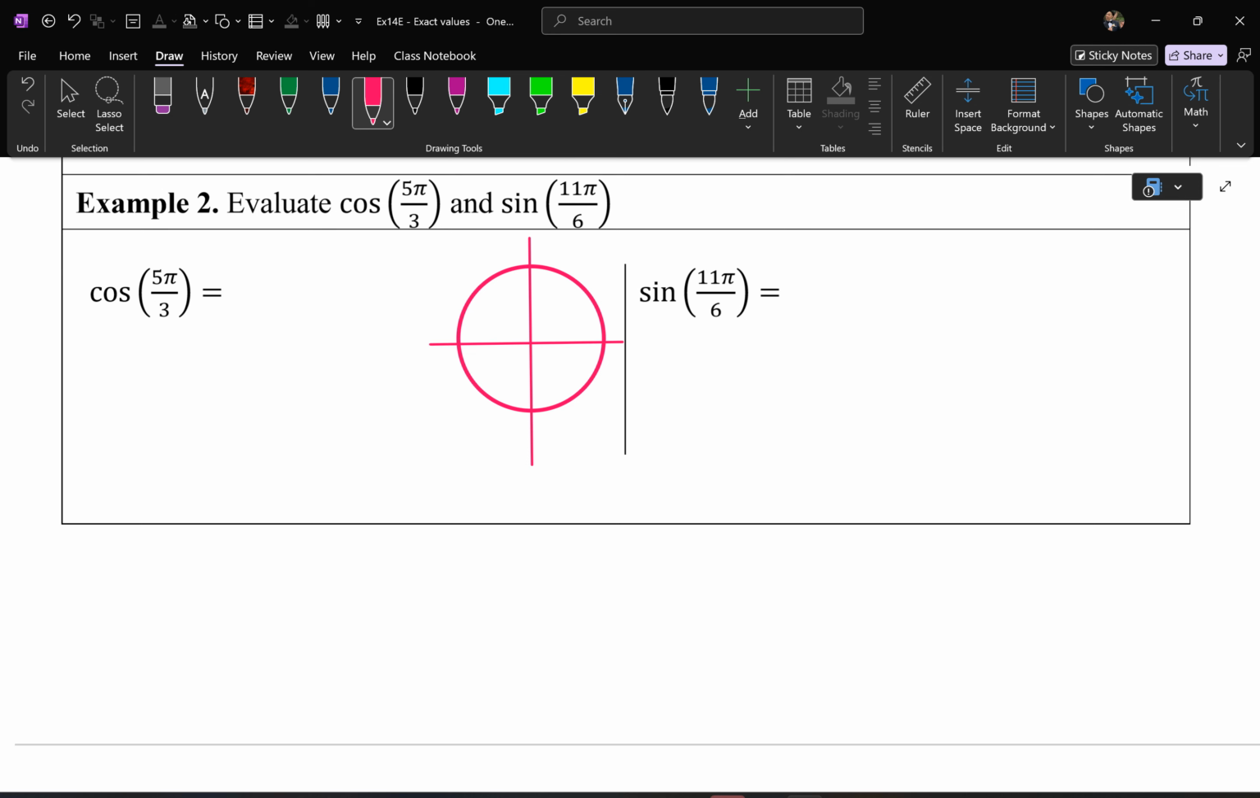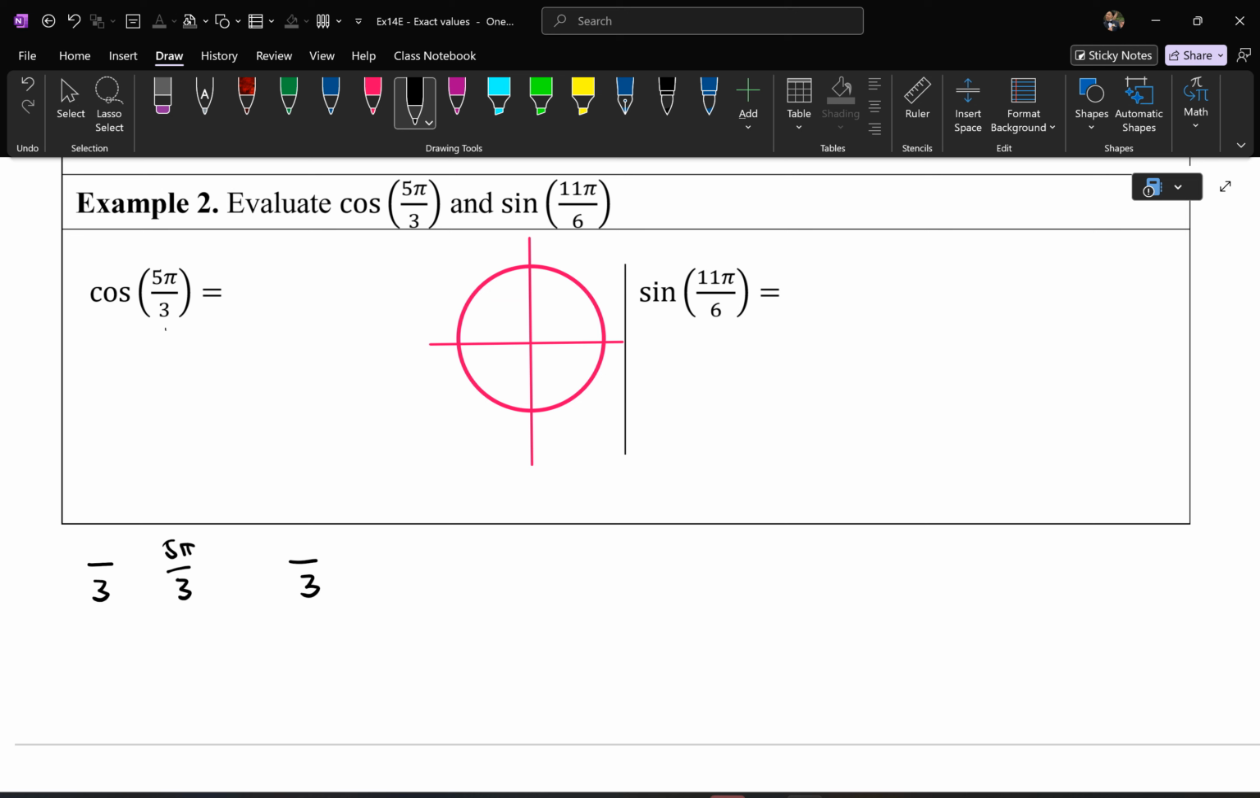This last example ties in what I was introducing yesterday: why we use radians and not degrees. 5 pi on 3, the problem is you don't know where it is yet. So yesterday I taught you a way to figure it out. Here we go. 5 pi on 3. So you've got the denominator as 3's.